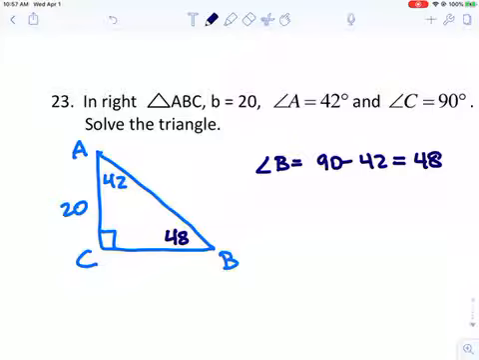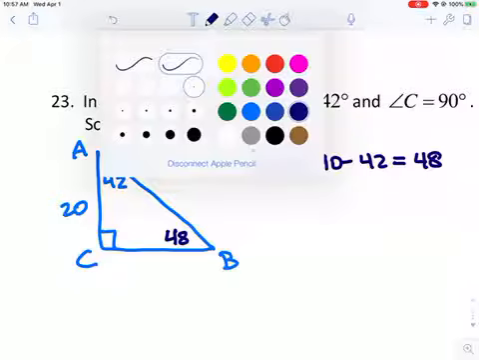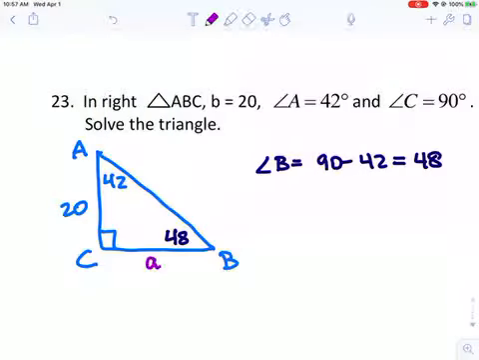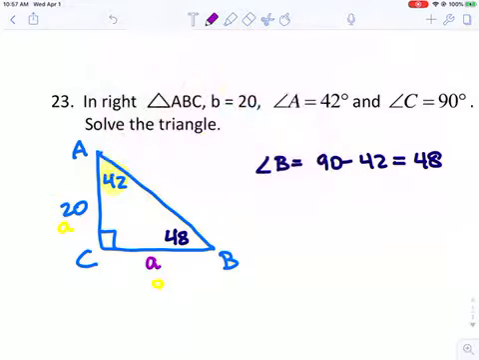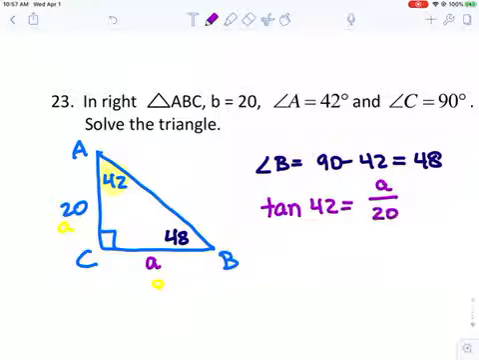I'm going to try to find side A. Okay, I'm going to use my given 42. This is opposite and adjacent. Opposite and adjacent is tangent. So the tangent of 42 equals side A over 20. It's in the numerator.